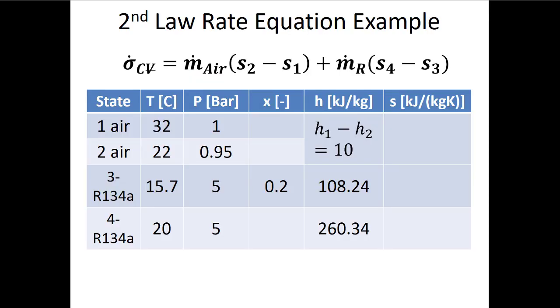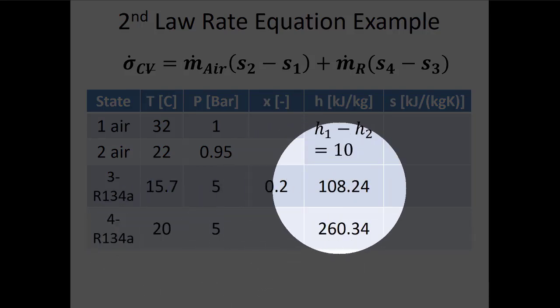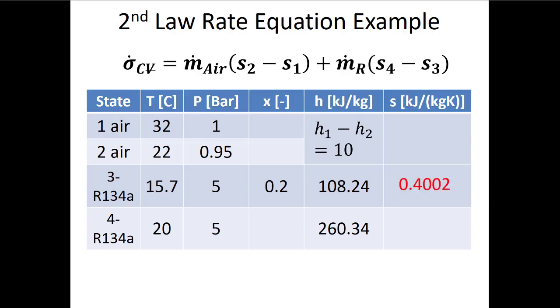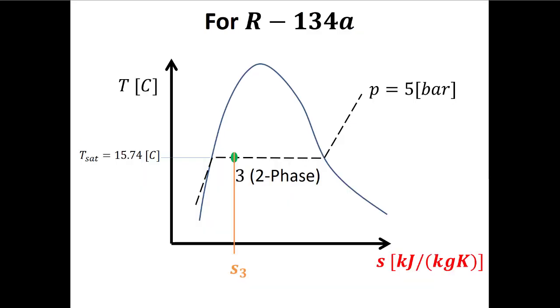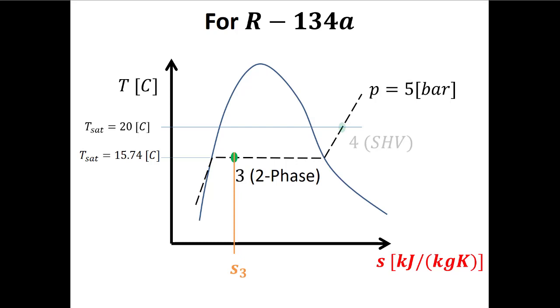Here's our state table for this problem. We filled this out before, right? The quality was 0.2. Now I can fill in the specific entropy. Now I want to find state 4. I remember this was a saturated vapor. I had the pressure, which is 5 bar, and I had the temperature of 20 degrees.